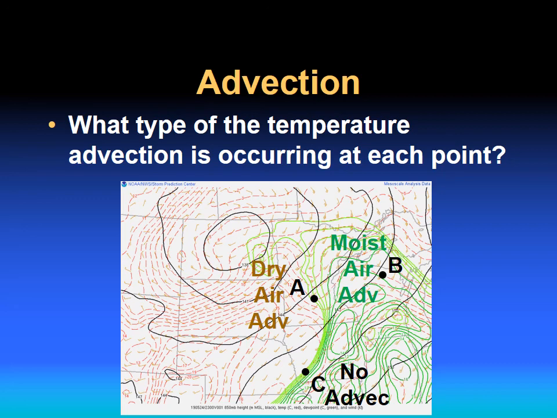And then finally at point C, you can see the lines of dew point, what we call isodrosotherms, are parallel to the wind, so there's no moisture advection at point C. So those are a few examples of how to determine if there is advection, what type of advection is occurring over a given area. I hope you enjoyed this presentation.